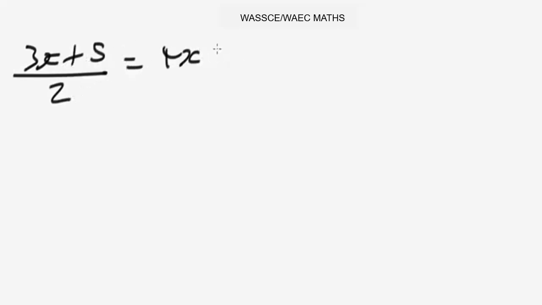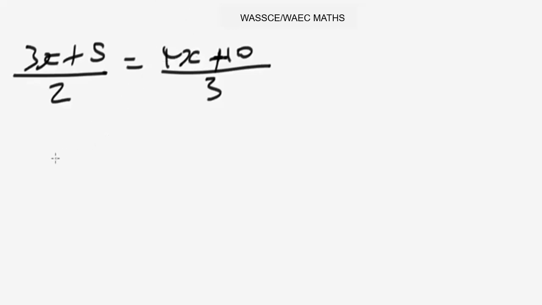Now let's say we are given this kind of problem. We have something like (3x plus 5) over 2 equals (4x plus 10) over 3, and we're asked to solve this and find the value of x. Now let's use the second method I showed you guys to do it.